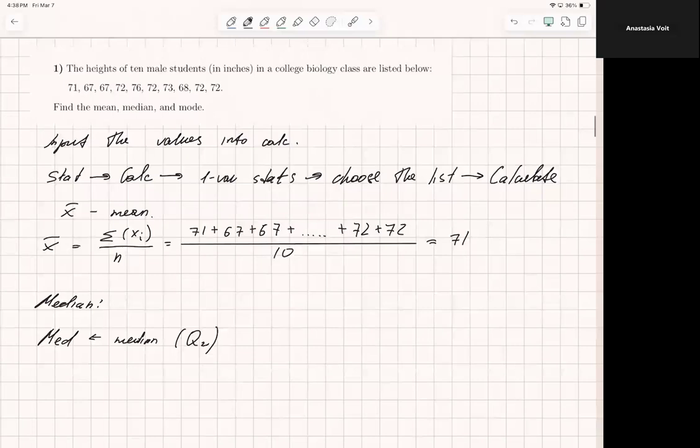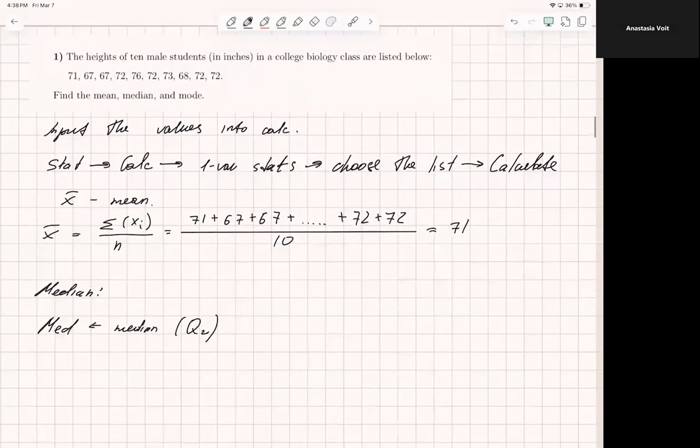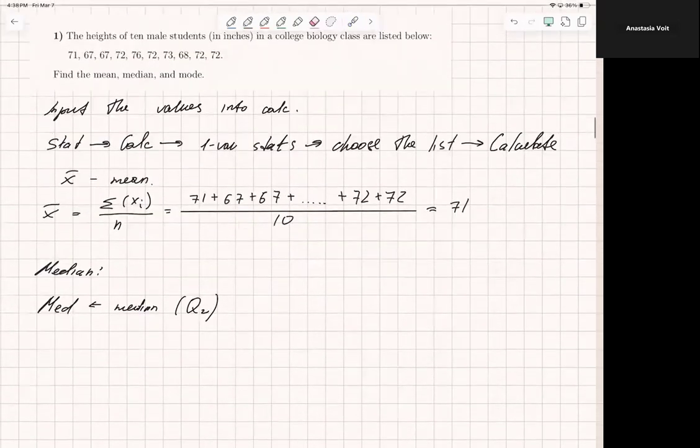And to do it by hand, what we need to do is we first need to put all the data in sorted order. So we would have, let me have the reference. So we have 67, 67, 68, 71, 72, 72, 72, 72 again, then 73 and 76. Okay, so now it's all sorted.